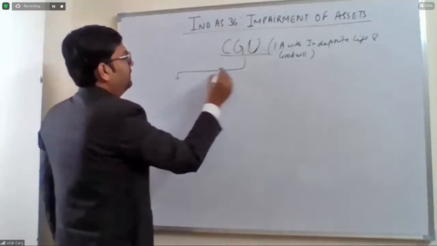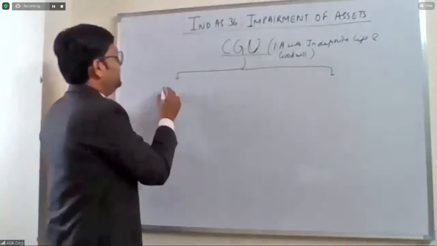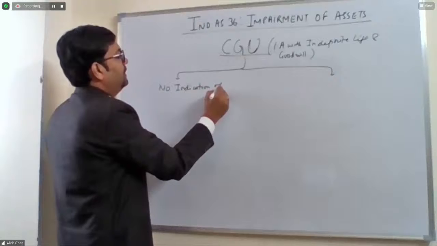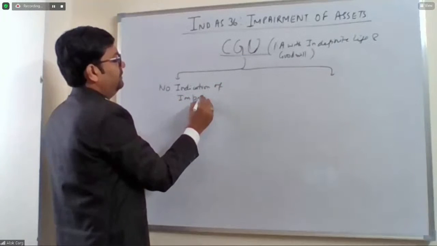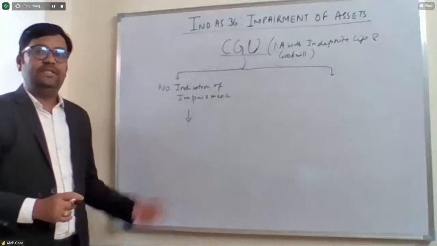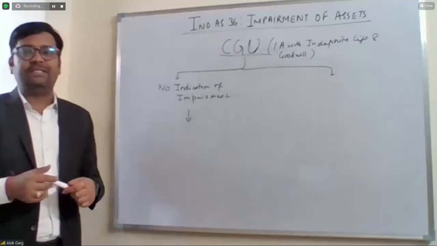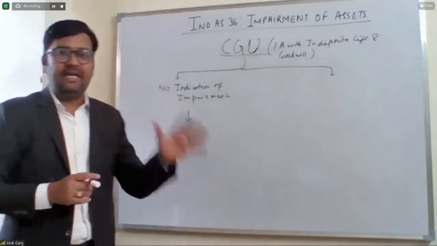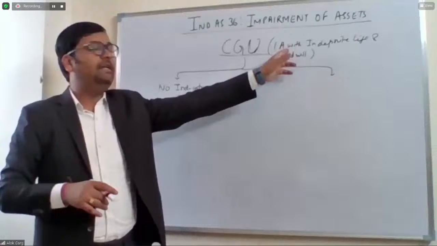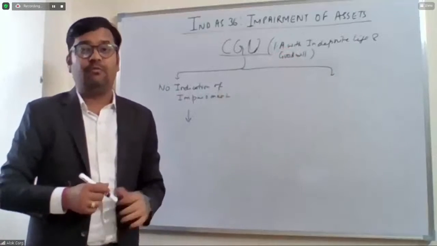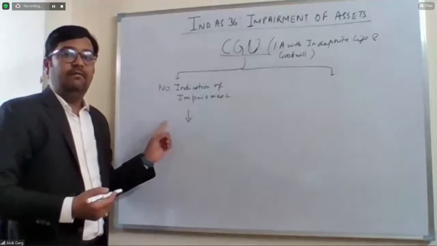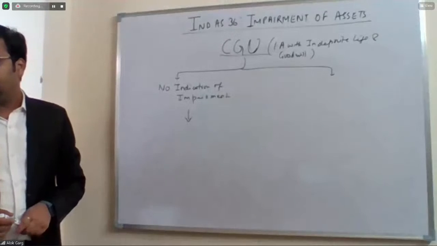So there are two conditions. One is no indication of impairment. Friends, whether impairment testing is required? This cash generating unit is having two assets. Apart from other assets, it is having an intangible asset with indefinite life and goodwill. So my question is, if there is no indicator of impairment, still whether impairment testing is required? What is your view?